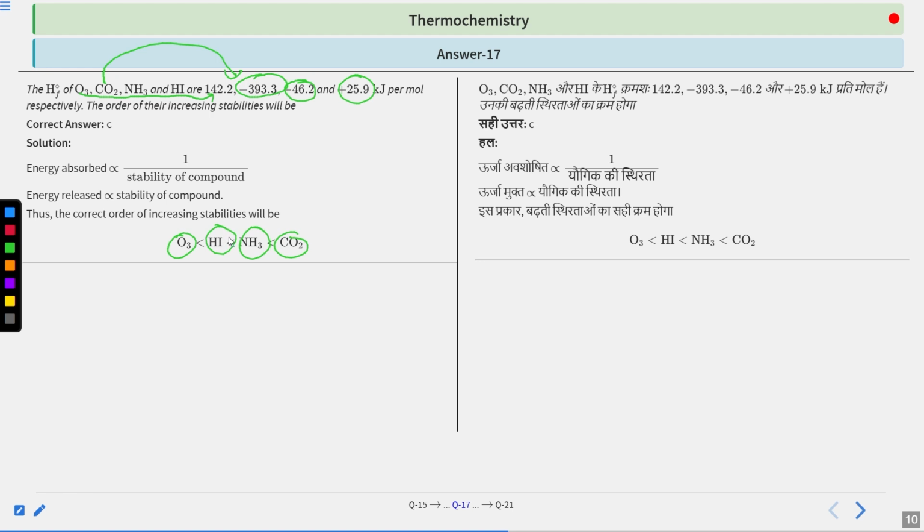The crux for this question would be that you should remember that we are releasing energy and getting energy. So in case you are releasing energy, you are stabilizing the one. In case you are getting energy, you are destabilizing the one. Okay, so this is for this question. Now moving on to the next question.